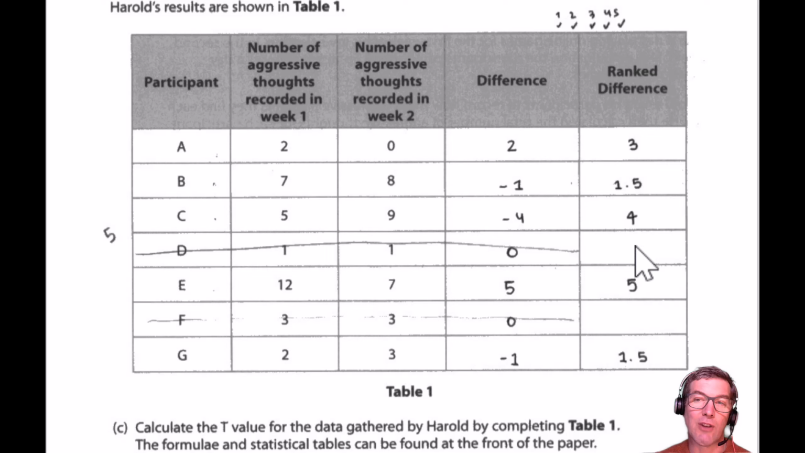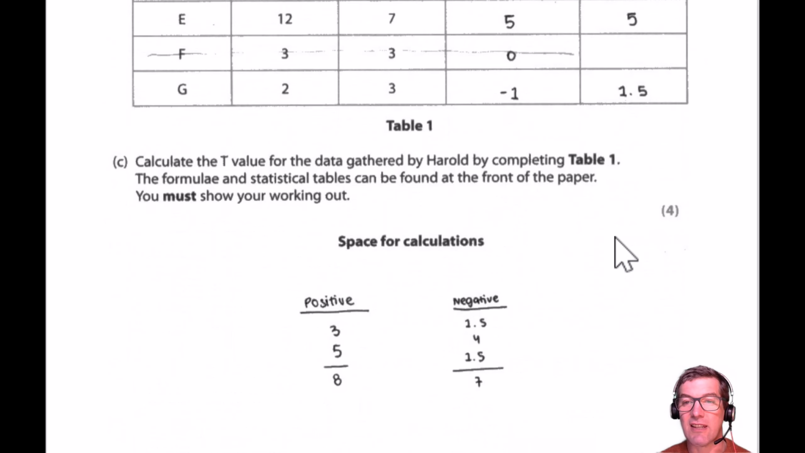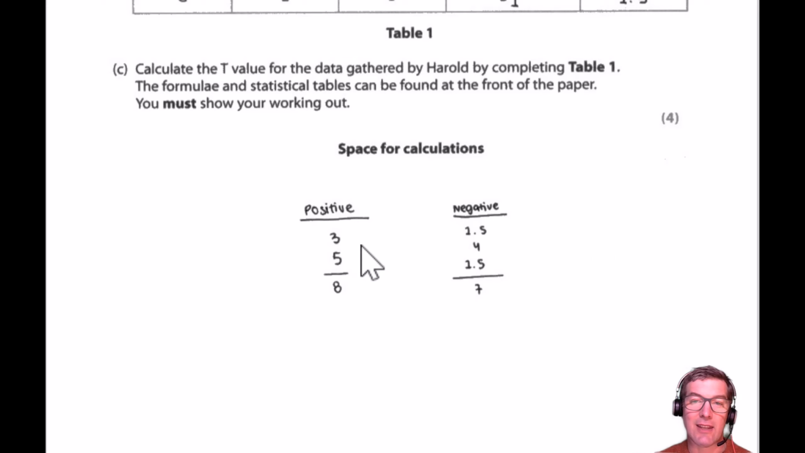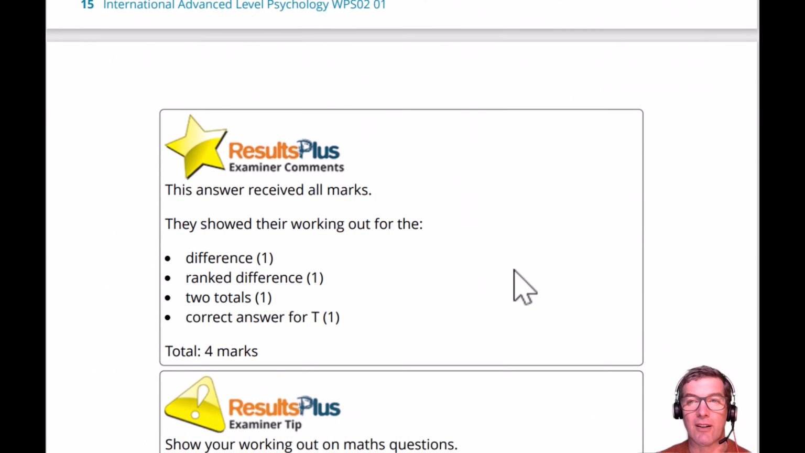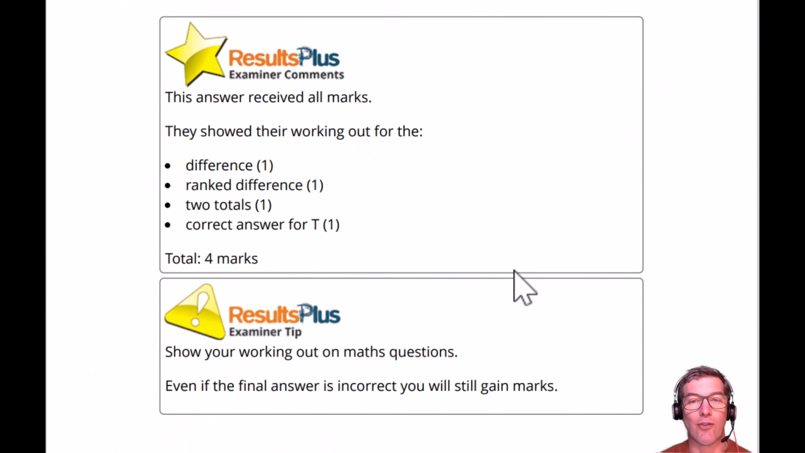So we rank these from smallest to largest in terms of the size of the differences, and then we add together the positive ranks and the negative ranks, and we find a value of 7, which gets us all of the marks. T equals 7, 4 out of 4.